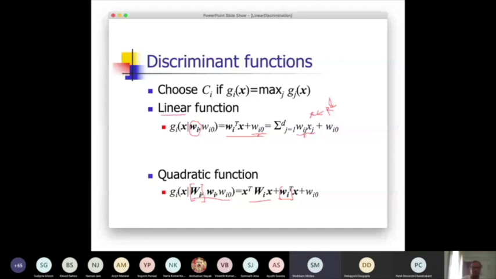D cross D. It should be D cross D. That's right. So you can also make a dimensional check, because you know that this is a scalar value. This quadratic function, functional value should be a scalar value. So this should give you a 1 cross 1 dimensional value, which is a scalar value, and that you can check. X transpose is 1 cross D, Wi is D cross D, and X is D cross 1. That makes 1 cross 1.